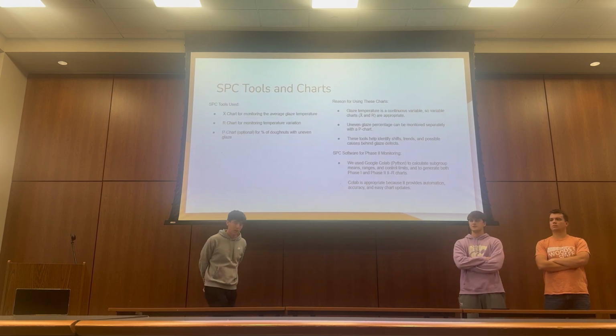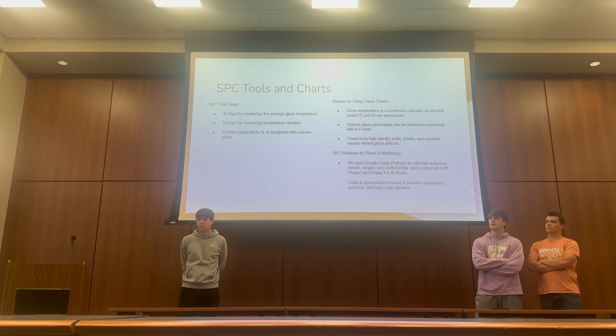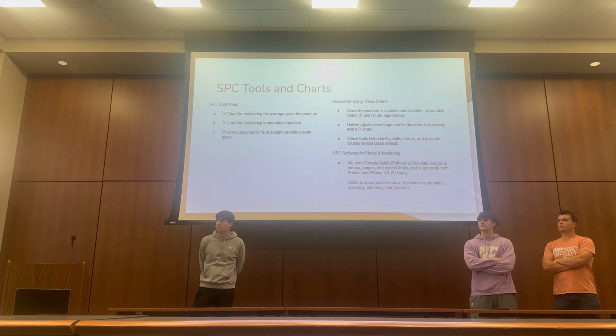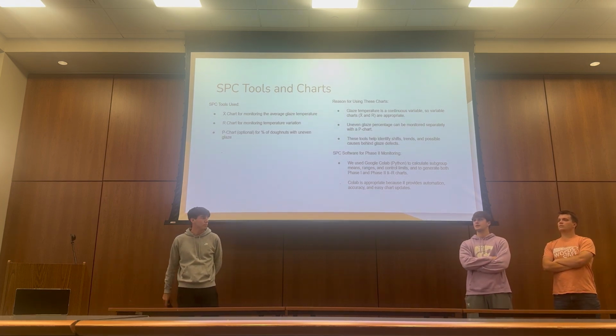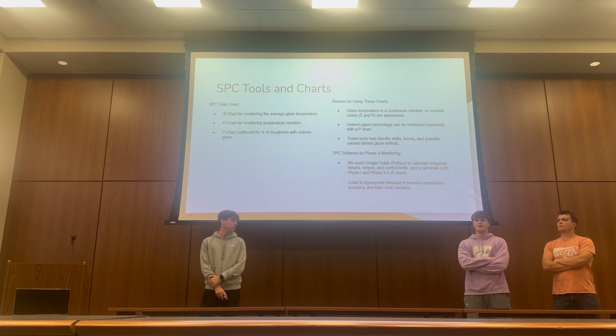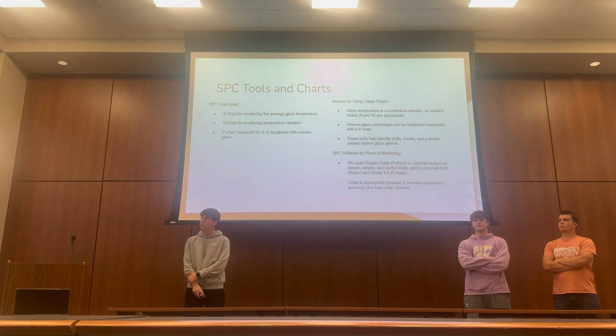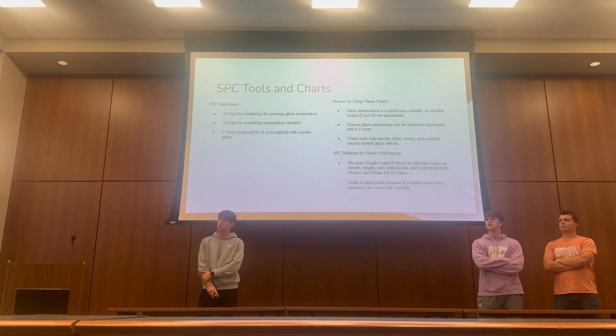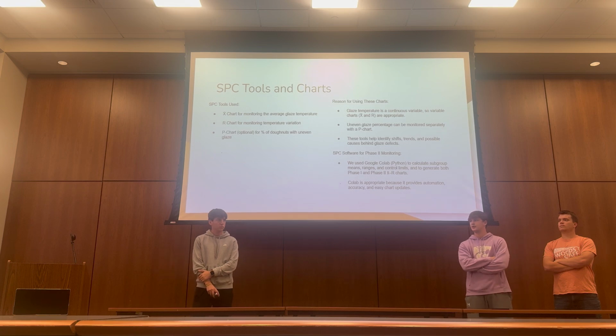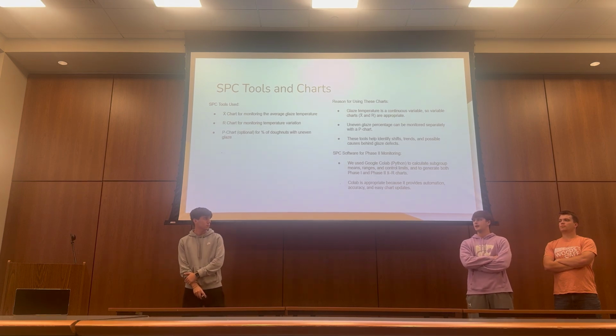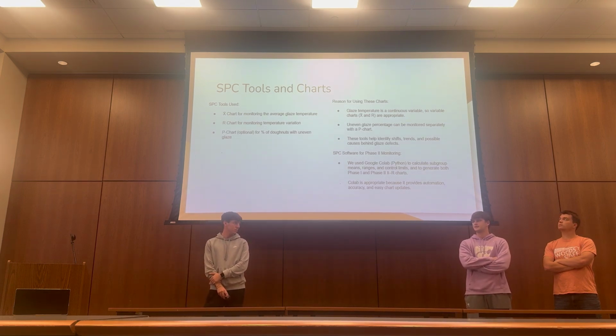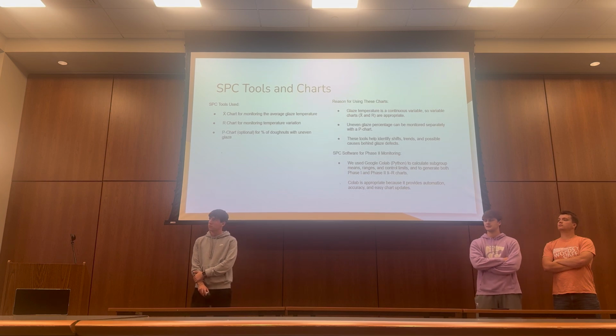So for the SPC tools, we used an X-bar chart. That was for monitoring the average glaze temperatures. We also used an R chart. That was for monitoring the temperature variation. And then we also decided to use a P chart, and that was just for the percentage of donuts with uneven glaze. We've also used Google Colab to actually do the phase 2 monitoring. We decided that was appropriate because it provides automation, accuracy, and also just easy chart updates.